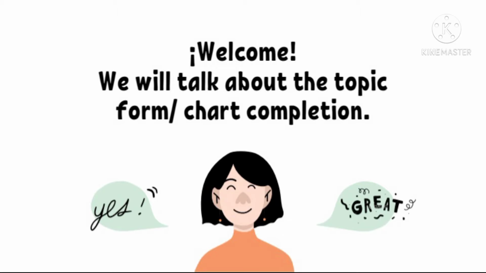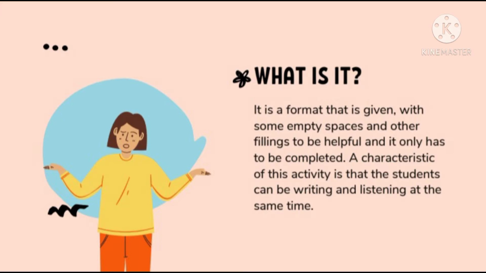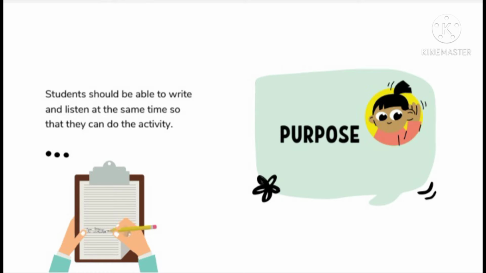Well, first of all, welcome. We will talk about form chart completion. What is it? It is a format that is given with some empty spaces and other fillings to be helpful, and it only has to be completed. A characteristic of this activity is that the students can be writing and listening at the same time. Purpose: students should be able to write and listen at the same time so that they can do the activity.